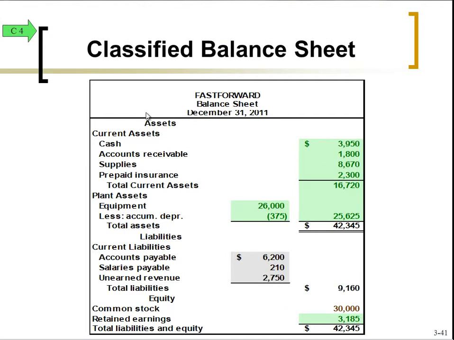Here's how a classified balance sheet would look. You'll see the breakdown, the categorization. It gives you more detail. It gives you an idea as to what types of assets you have.